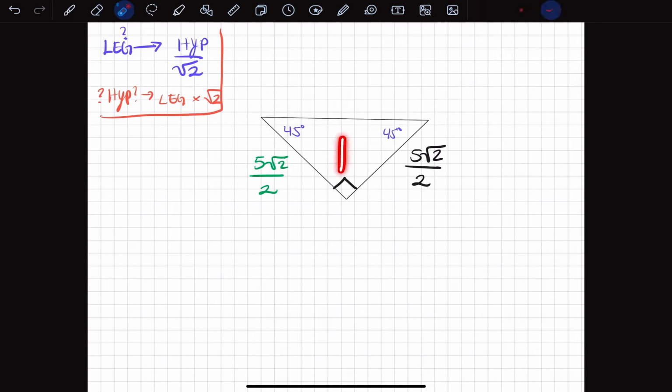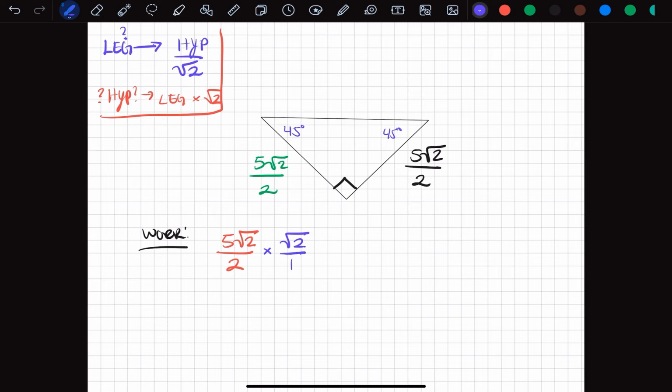What I'm missing in this situation is my hypotenuse. I can look to my shortcut. I don't know the hypotenuse. Take the leg, multiply it by root 2. And I'll show the work over here. So I know that my leg has a value of 5 root 2 over 2. The formula asks me to take that, multiply it by root 2. So I'll write it as a fraction like this.